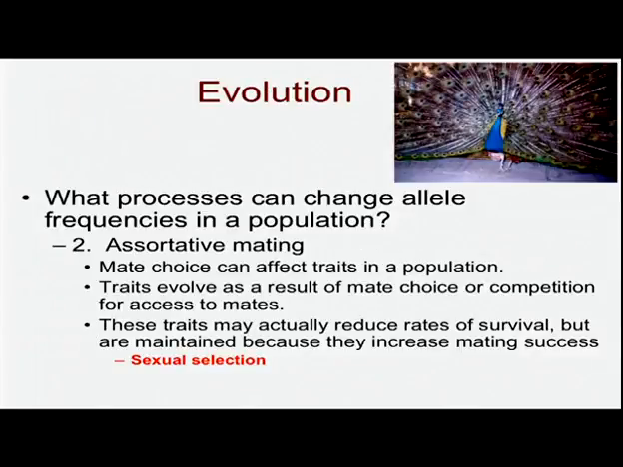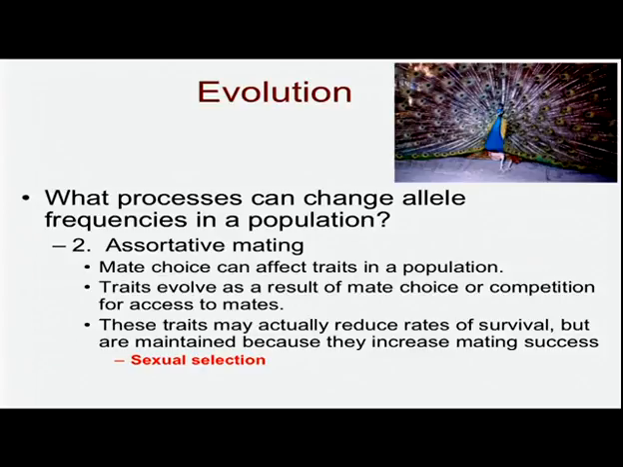So the most fun one that I think you guys can understand the most is called assortative mating. And it's usually when females choose males based on something other than their ability to survive and reproduce, right? If you think about, we talked about examples of birds.